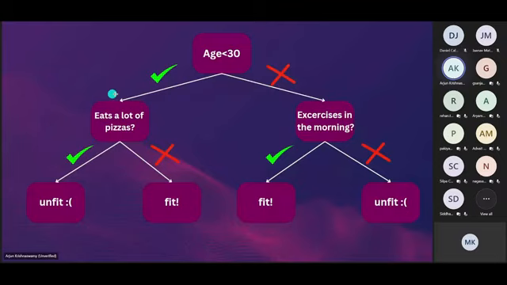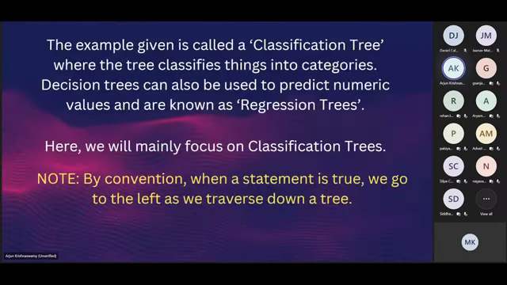So this is a very simple decision tree, and it makes things a lot clearer, because so far I've just given the formal definition and it is only theoretical. This will improve your understanding of decision trees. The given example is called a classification tree, as it classifies the people into fit and unfit. As I had already mentioned, decision trees can also be used to predict numerical values, and they are known as regression trees. We can look at the same example here.